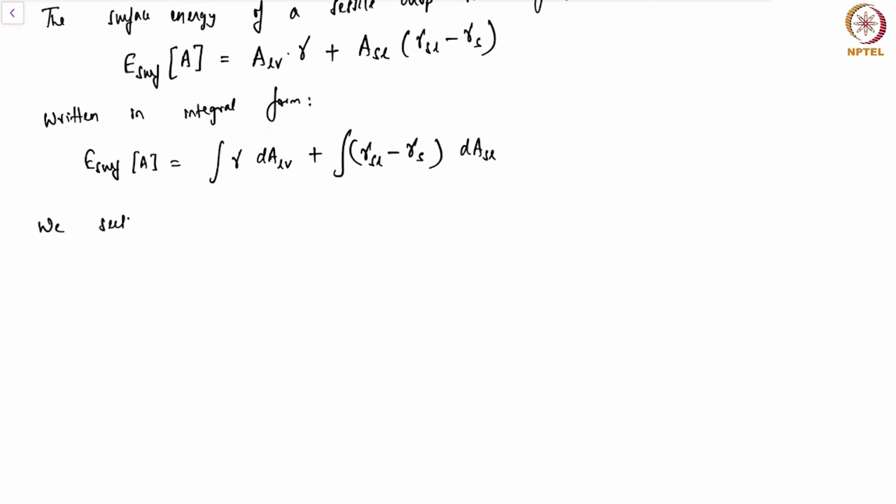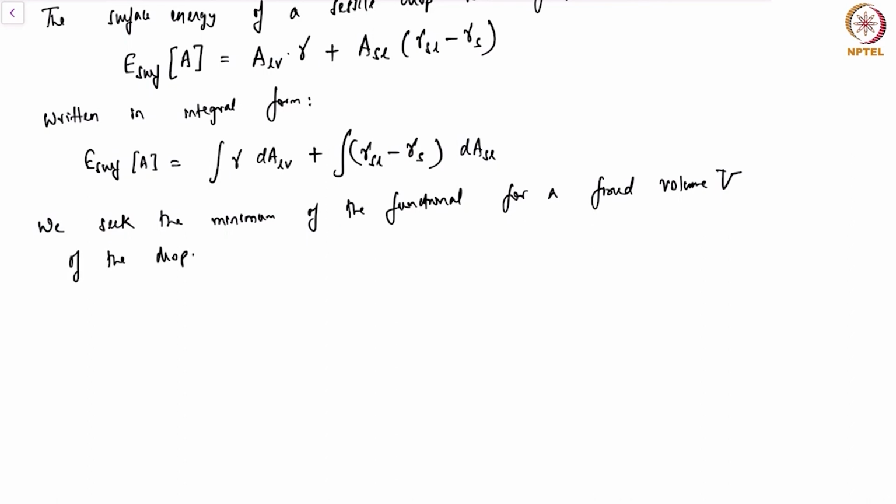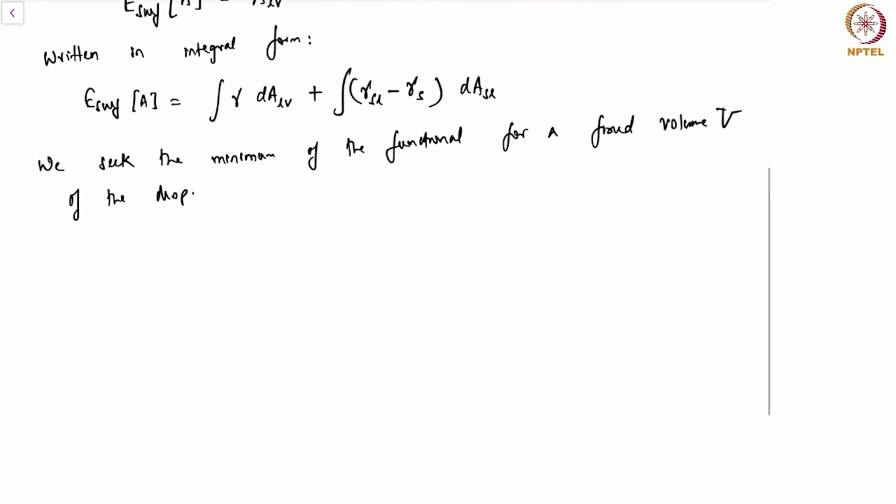Okay, now we seek the minimum of this functional for a fixed volume. Let's call that fixed volume V of the drop. Okay, so how do we do this? We achieve this by defining an auxiliary function.